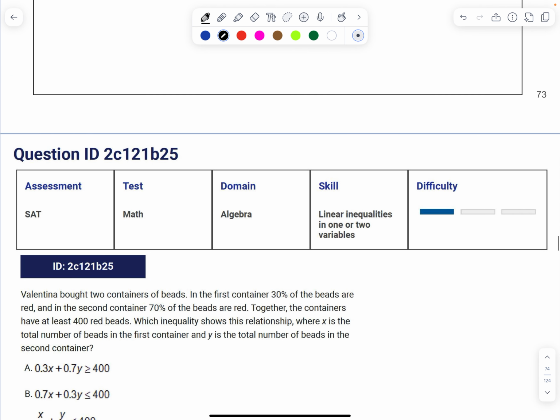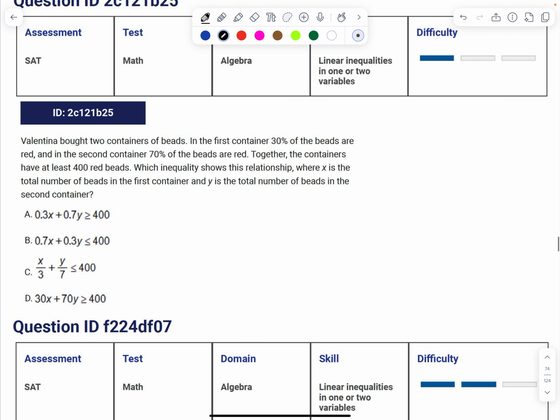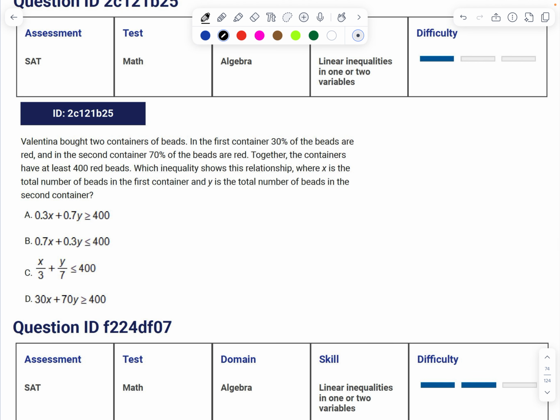Let's look at some SAT type questions. I'm going to start reading through this. We bought 2 containers of beads. In the first container, 30% of the beads are red. In the second container, 70% of the beads are red. Together, the containers have 400 red beads. Which inequality shows a relationship where x and y are the total number of beads for the first container?